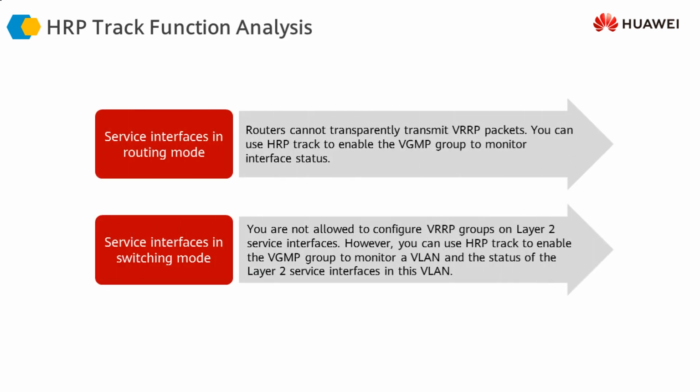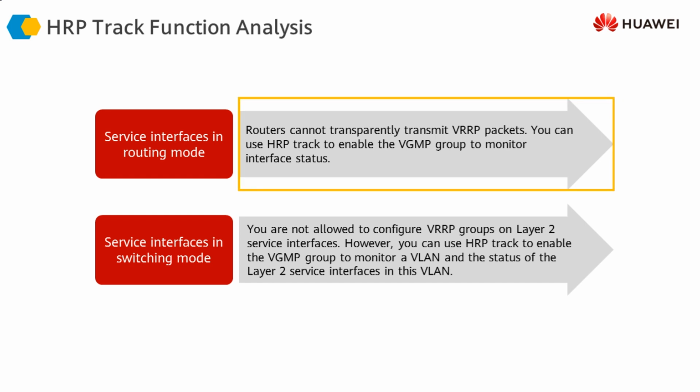Here you can see that the service interfaces are in routing mode, and here the service interfaces are in switching mode, and this is the logic for why we use HRP track to track the interface and HRP track to track the VLAN ID or the VLAN. Since routers cannot transparently transmit VRRP packets, we have to use the HRP track interface command in order to switch the traffic from the active to the standby firewall.